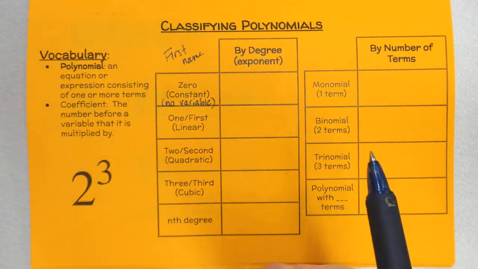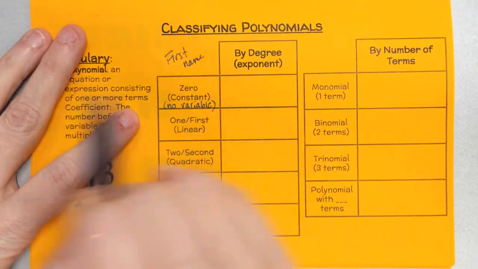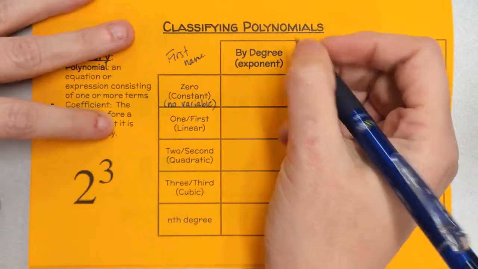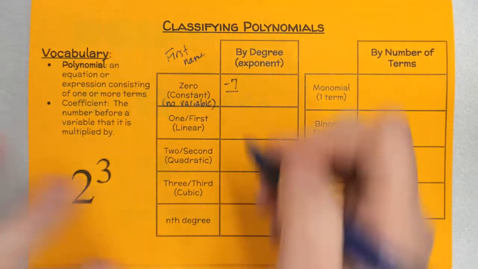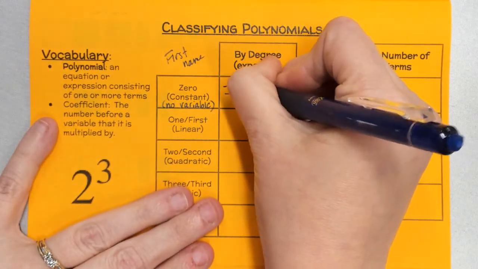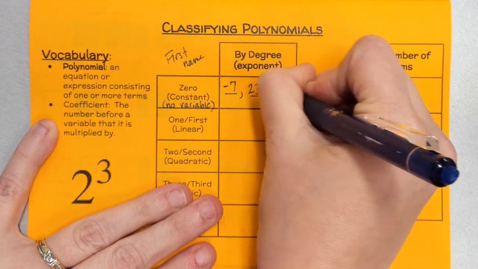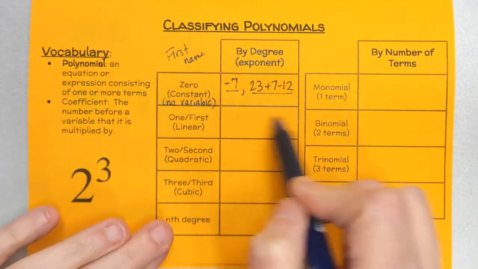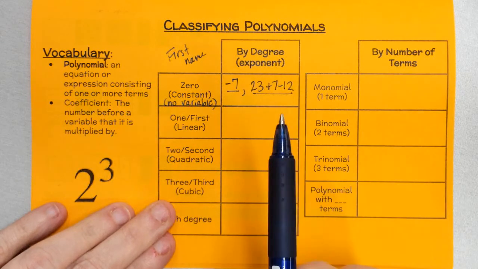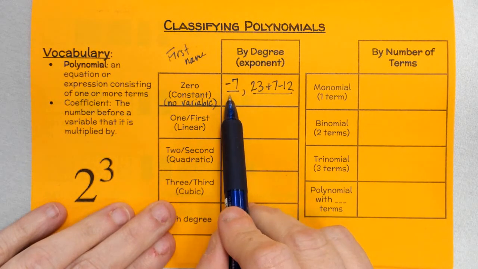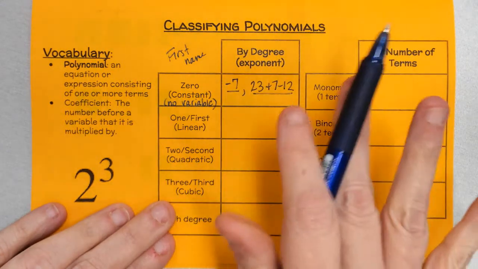Now, it may be more than one number because, again, these are polynomials. But the first name of this polynomial is going to be by degree. So maybe we just have a -7, just hanging out, chilling, just a -7. Or maybe we have 23 plus 7 minus 12. Those are all terms with no variable. That makes this a constant polynomial, and so is this. So that means their first name is constant.